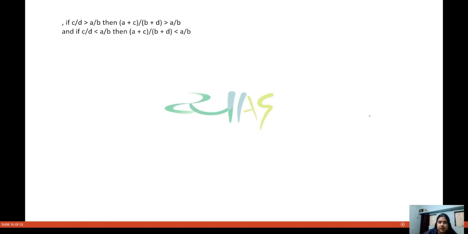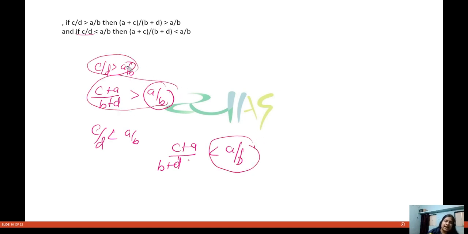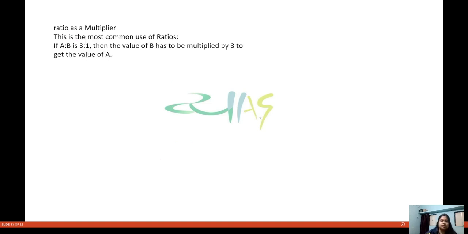Now see, if C by D is greater than A by B, then A plus C divided by B plus D will be greater than A by B. And similarly, if C by D is less than A by B, then A plus C divided by B plus D will be less than A by B. Okay, this is very simple. The same relation. You just add this here and it will be less, and if you add this here, it will be less. So this is simple. Now let's move forward.